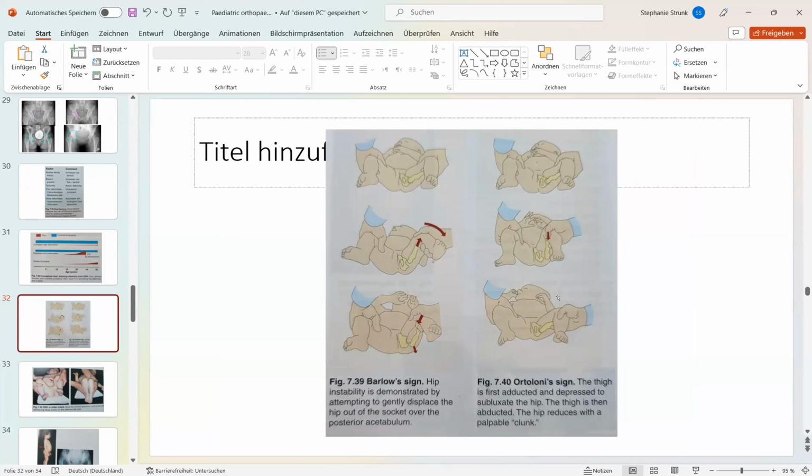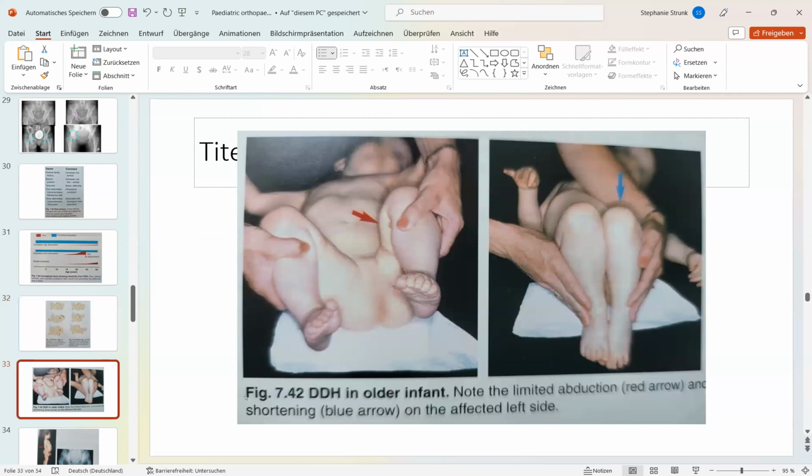The problem is they're only working if you have a complete dislocation. If you can dislocate the hip, if you can't, and you just have dysplasia, then those tests will be negative, and you will think the kid is fine. Also, those tests are not very reliable. Easy to miss.